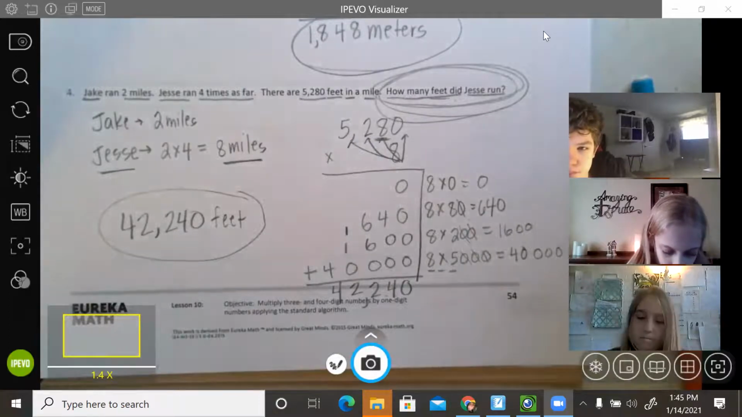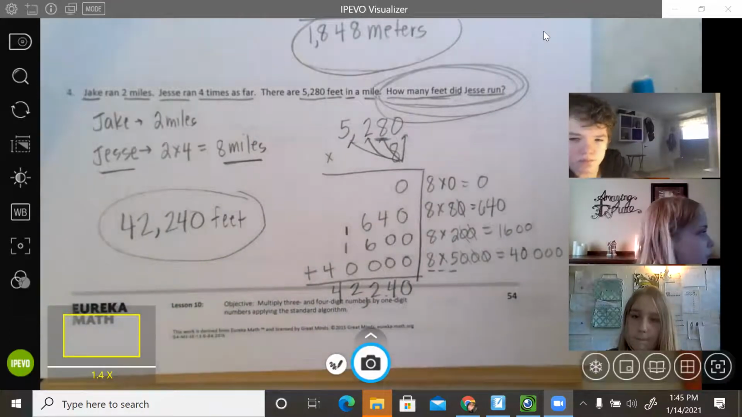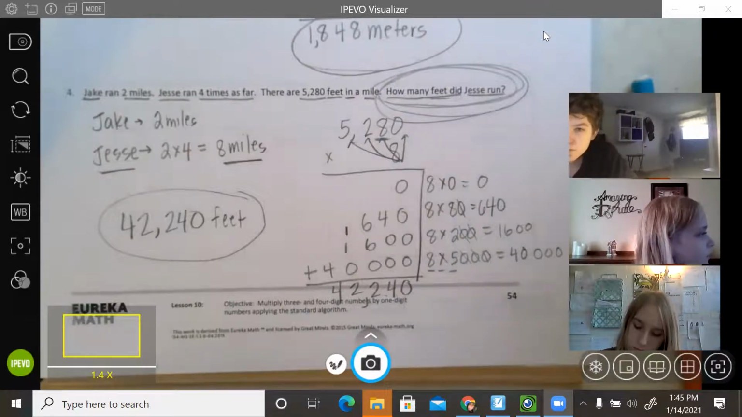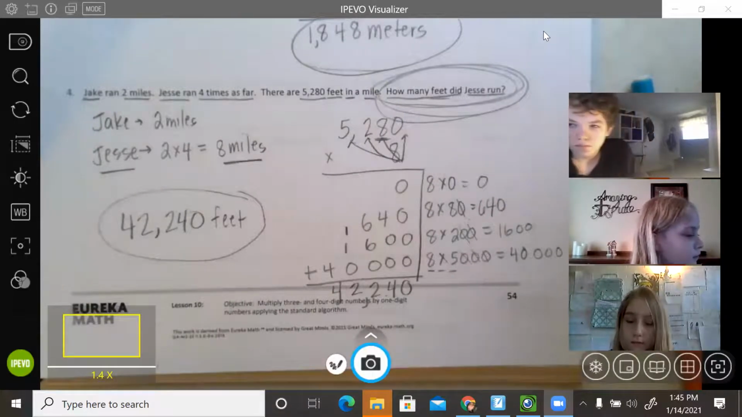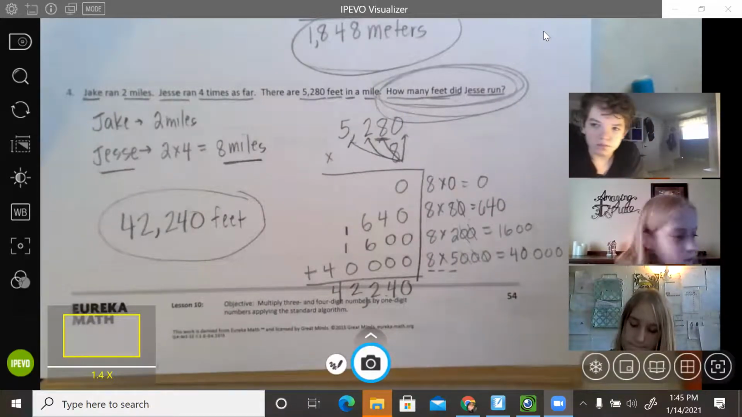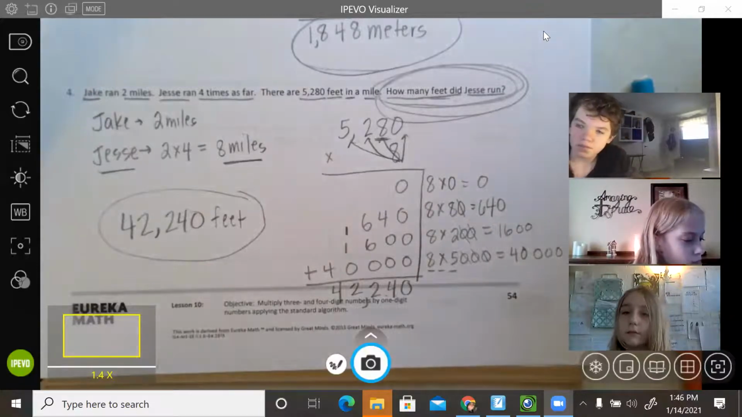I showed Julian a different way to go about it as well, even though we did it the way you guys are doing it. We did 5,280 feet times 2, because they tell us that Jake ran 2 miles. So that gave us 10,560. Then we just multiplied that by 4 because Jess ran 4 times as far, and we still got the same answer. I know that's not the way you're teaching, but I wanted to show them a different way.